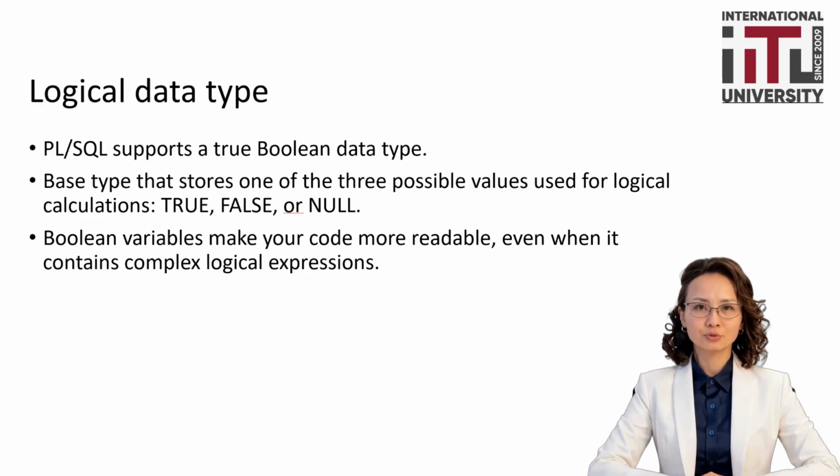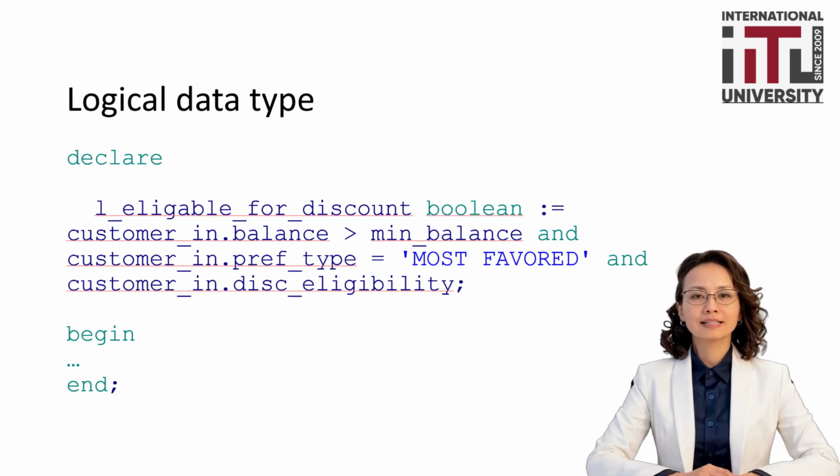PL/SQL supports a true Boolean data type, storing values true, false, or null. This enhances code readability, especially in complex logical expressions. Boolean variables simplify logical calculations, making your code more intuitive and maintainable. In this example, we declare a Boolean variable, eligible for discount. It evaluates to true if the customer's balance exceeds the minimum balance, the preference type is most favored, and they are eligible for a discount.